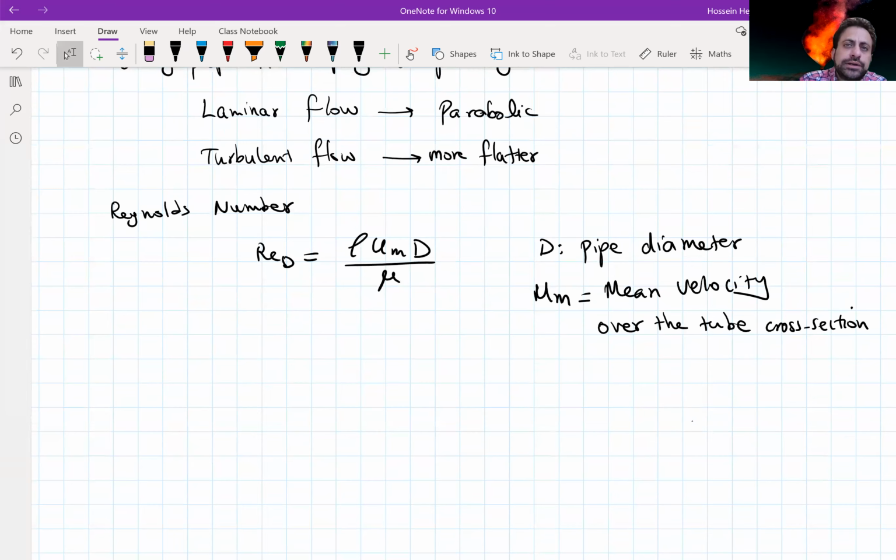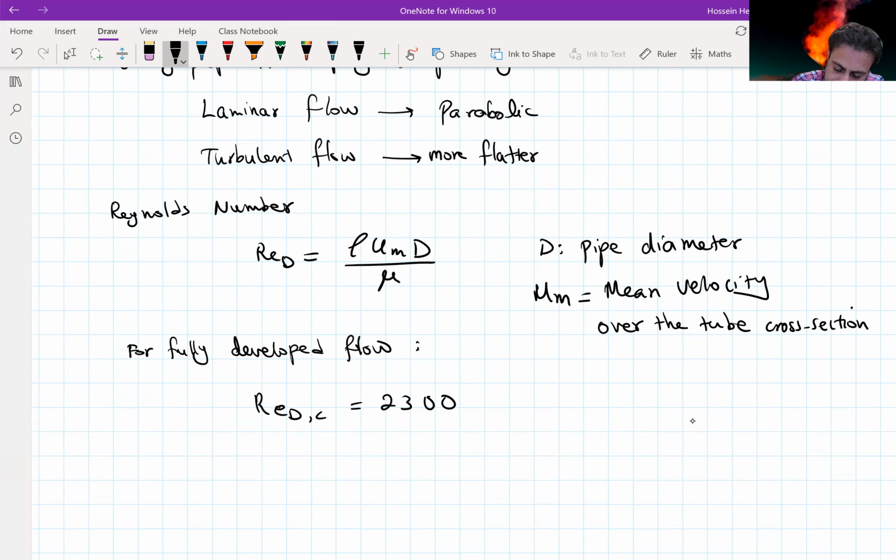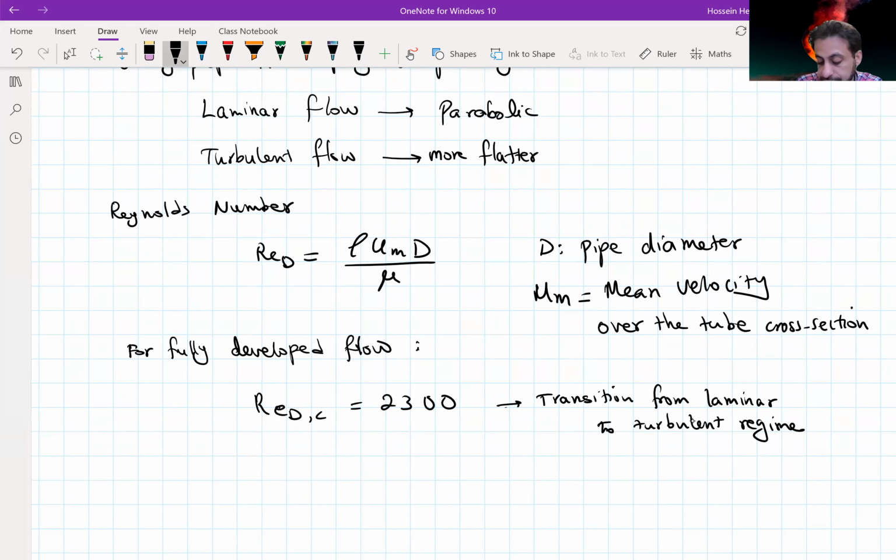Now for the fully developed flow, we have a critical Reynolds number, Re_D,critical, of 2300. If the Reynolds number is below that, we're going to have laminar flow. And that's the transition from laminar to turbulent regime. Of course, it depends on the conditions that we are running the experiments. The critical Reynolds number could go much higher than that, but as a rule of thumb, we consider around 2300 as the limit for laminar flow.